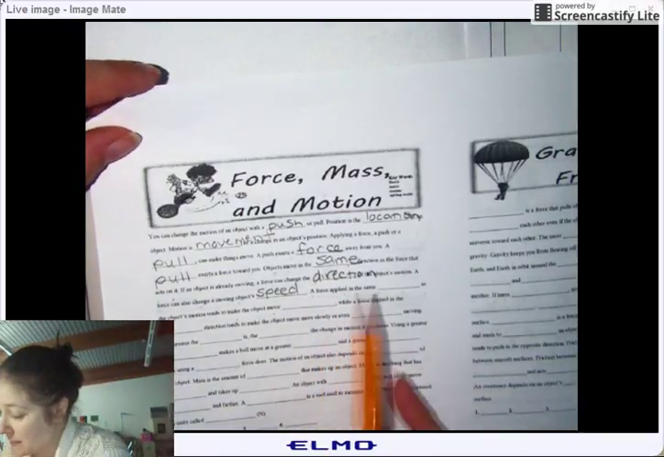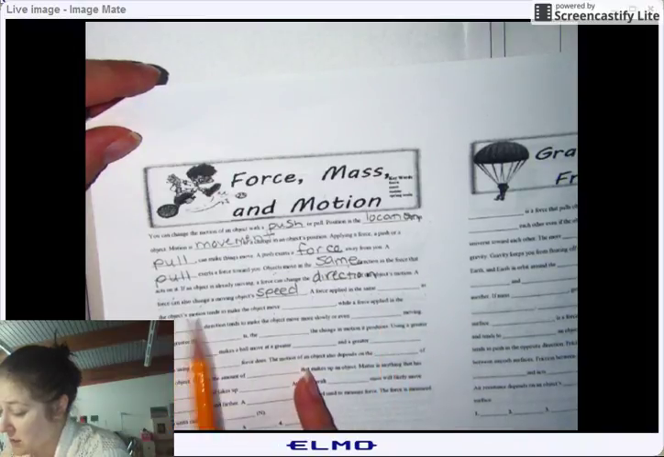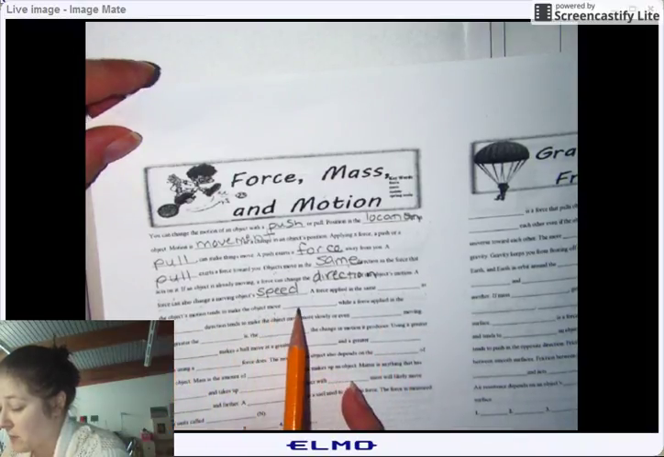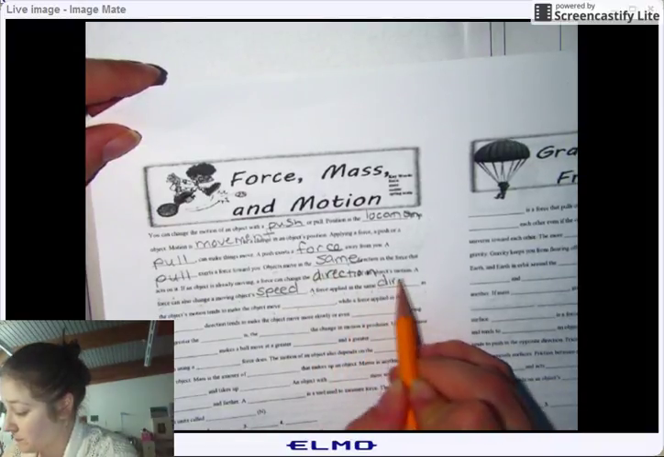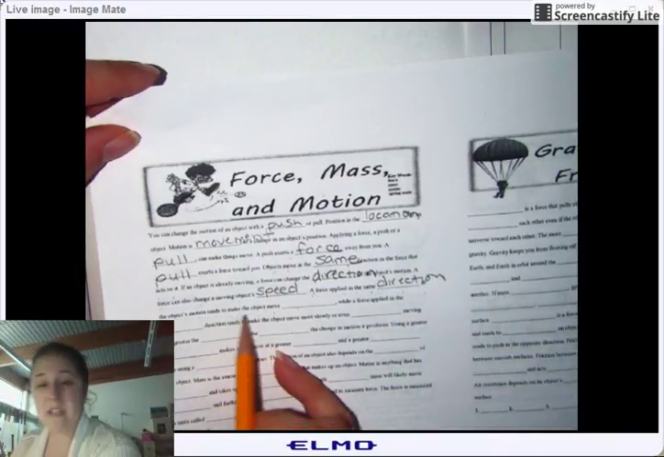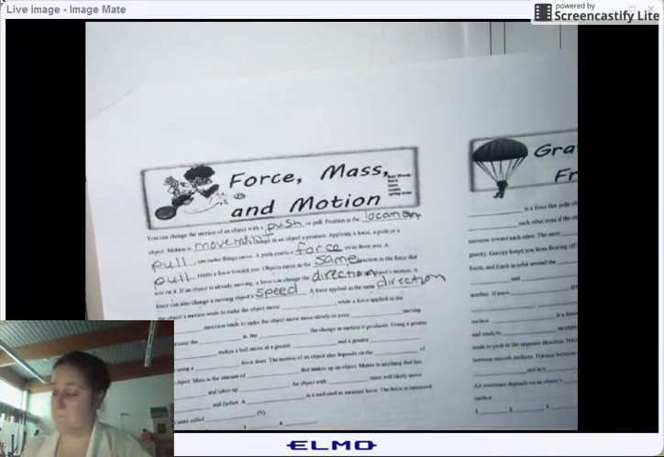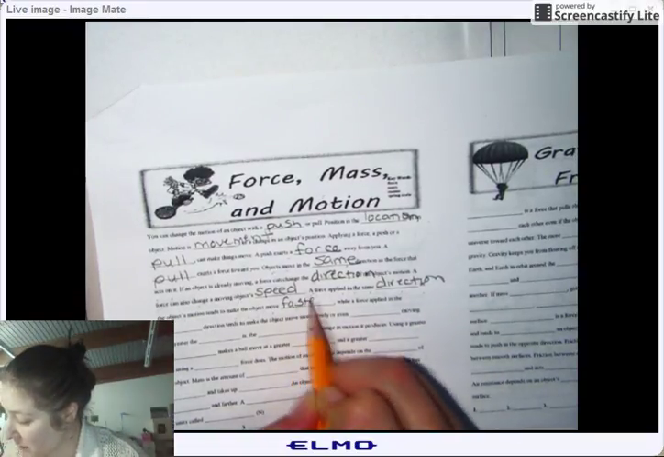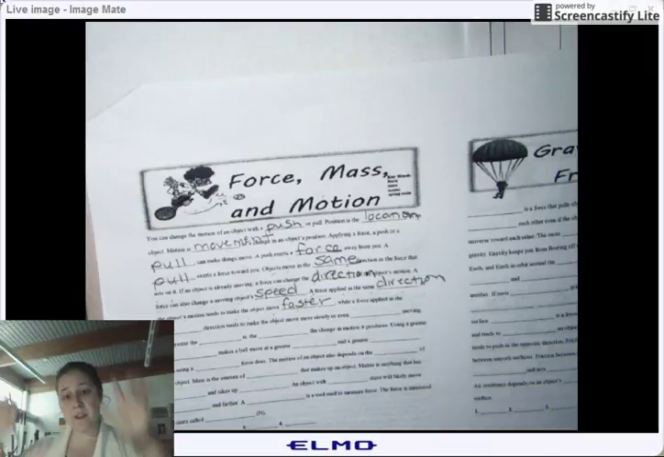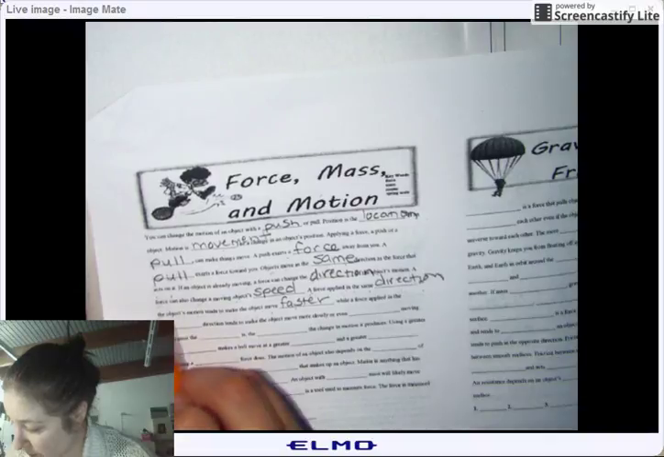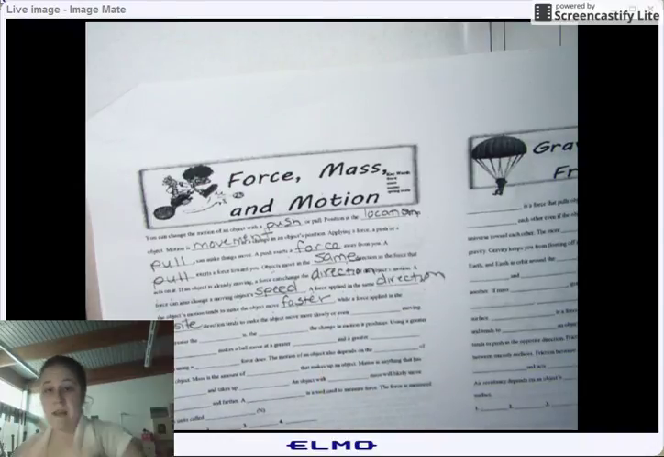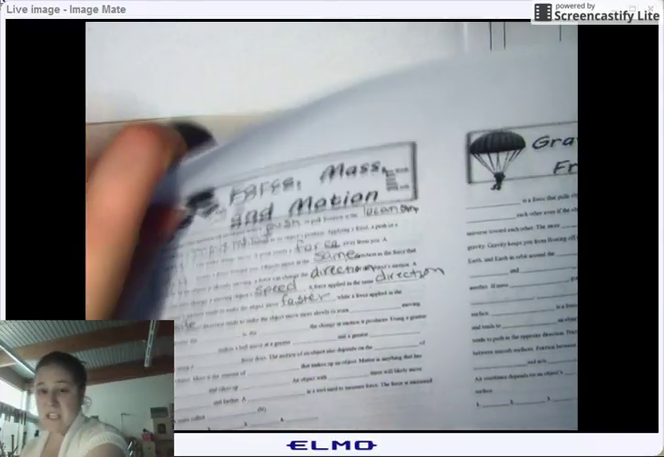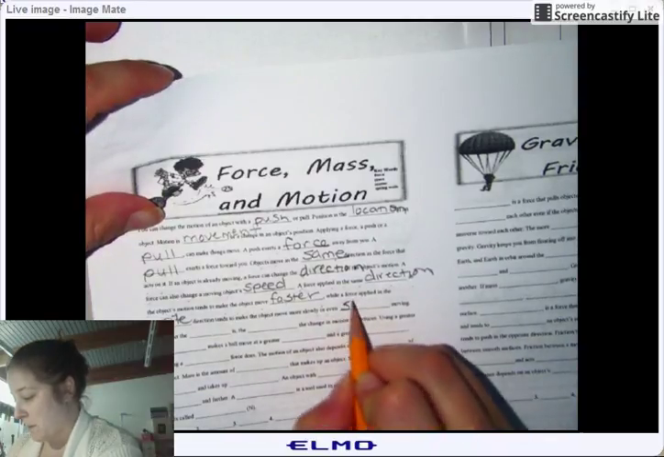A force applied in the same direction as an object's motion is going to make the object move faster. While the force applied in the opposite direction, so if this is going in the same direction, what's the opposite of same? Opposite direction tends to make the object move more slowly or even stop moving. It's going to slow it down, or even stop the moving.